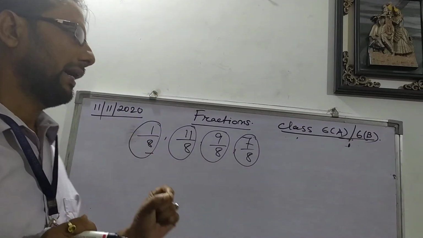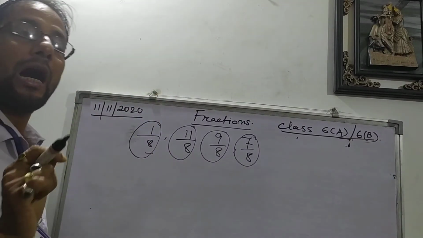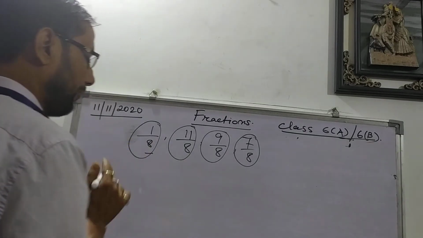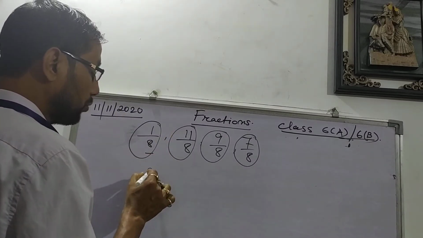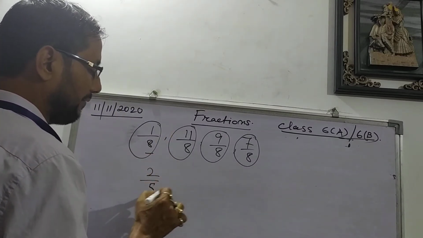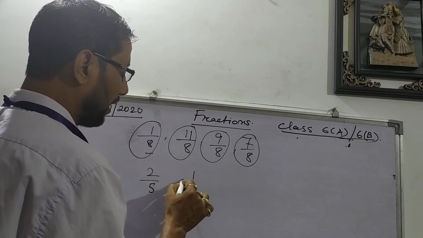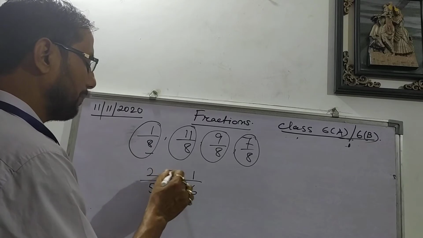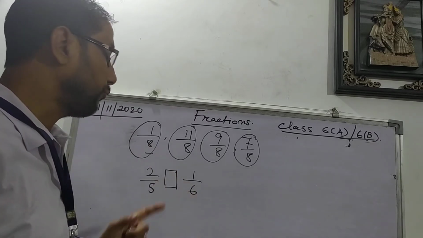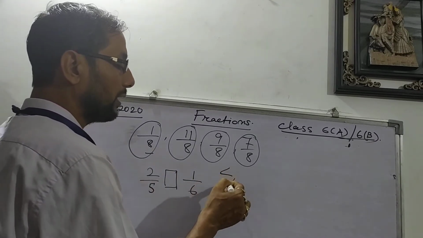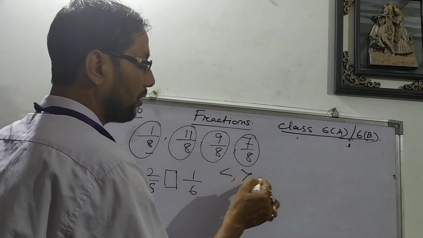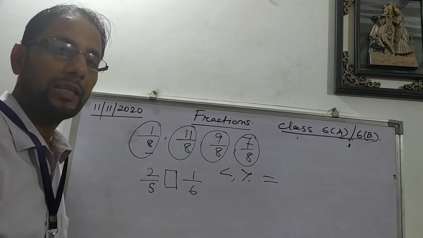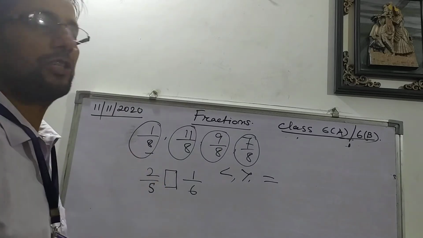Now let us find out how we can compare fractions. Suppose I take 2 by 5, and I have been given 1 by 6. Now how can I compare these two? That means, what sign will I put? Should I put this one, or this one, or should I put equal? What sign will I put over here? Now how can I compare these two fractions?